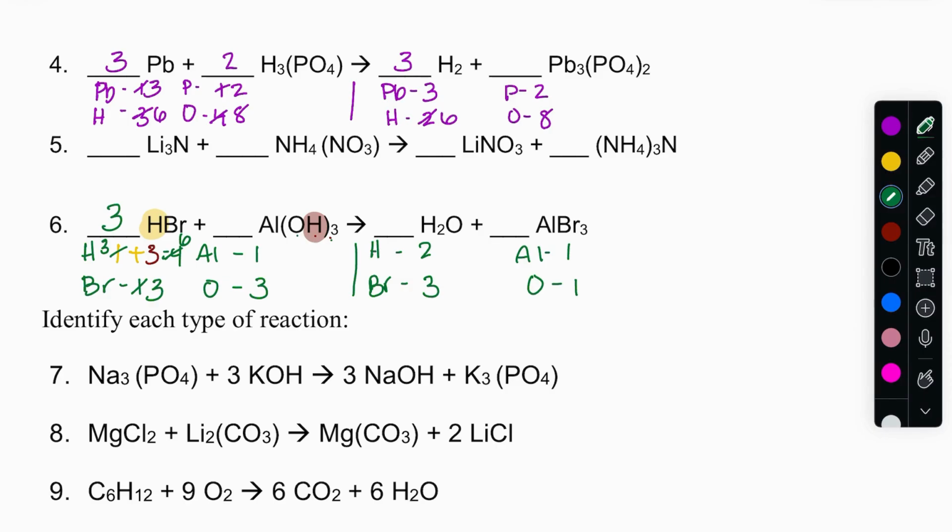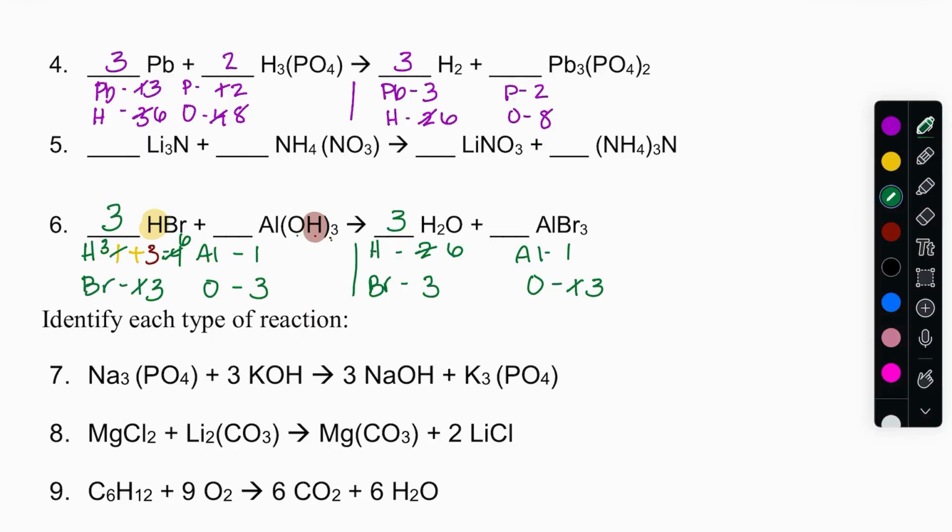My oxygens aren't good. So oxygens on the left, I have 3. On the right, I have 1. So I need to do a 3 coefficient here. That changes my oxygens. That's also going to change my hydrogen there to a 6, which balances out my hydrogens that I had going in the first place. So that one is all set.